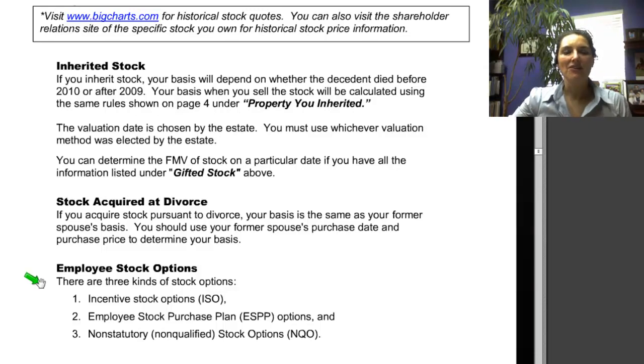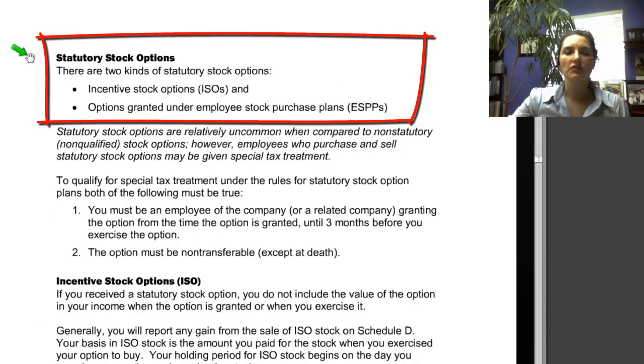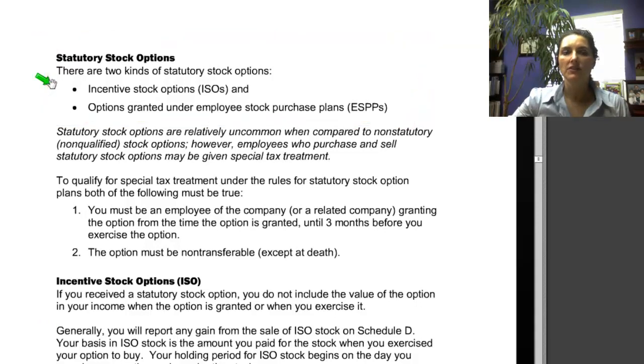Employee stock options. There are 3 kinds of stock options: incentive stock options, employee stock purchase plans or ESPP options, and non-statutory or non-qualified stock options. These are also referred to as NQOs. So what is a statutory stock option? Well, there are 2 kinds of statutory stock options. They are incentive stock options, or ISOs, and options granted under an employee stock purchase plan, called an ESPP. Statutory stock options are relatively uncommon when compared to non-statutory or non-qualified stock options. However, employees who purchase and sell statutory stock options may get special tax treatment.